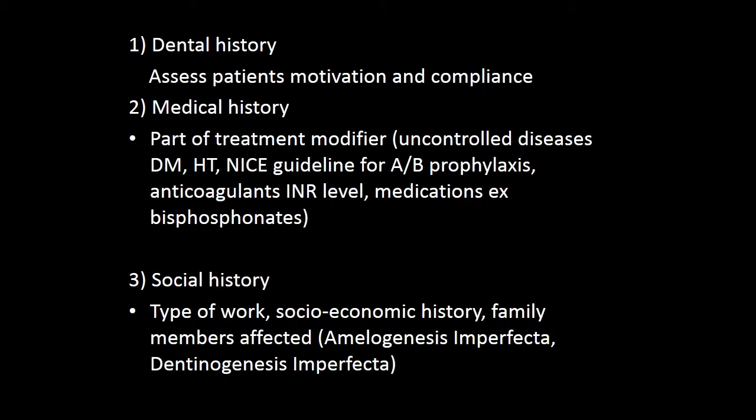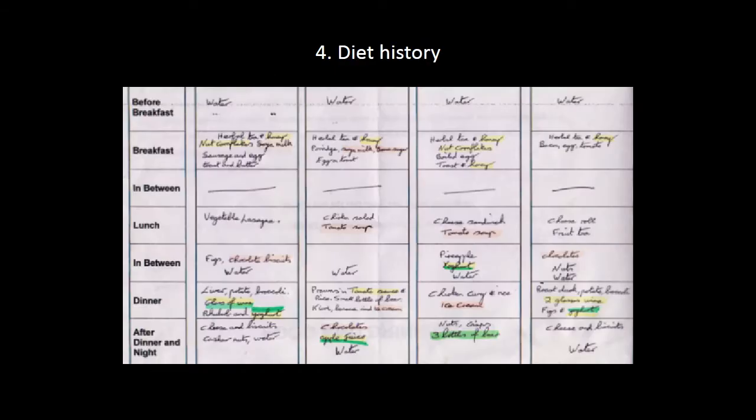History taking must include the dental, medical, and social history, and sometimes even the diet history should be obtained. A diet history is especially useful when the patient has a high caries experience or suffers from tooth surface loss. The pattern and type of dietary consumption may be the etiological factor in these conditions.